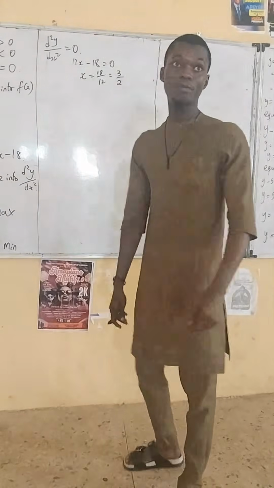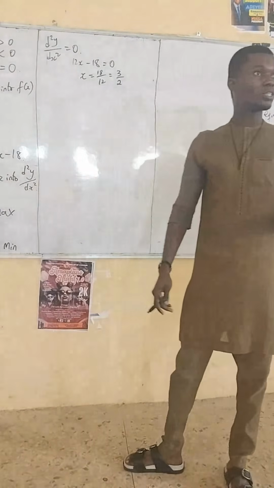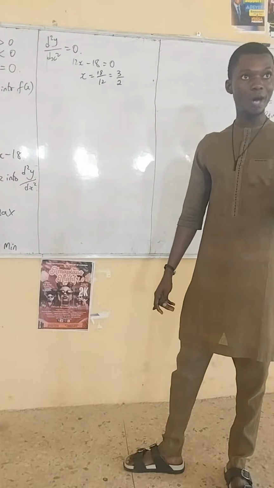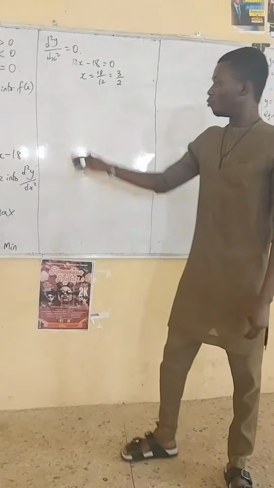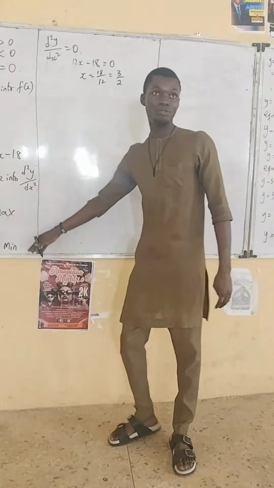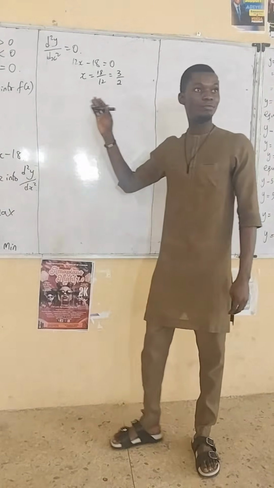3 over 2. That's the value of x. But we need to get the what? The value of what now? Y. We've gotten the minimum. We've gotten the maximum. Now remaining is the point of inflection.